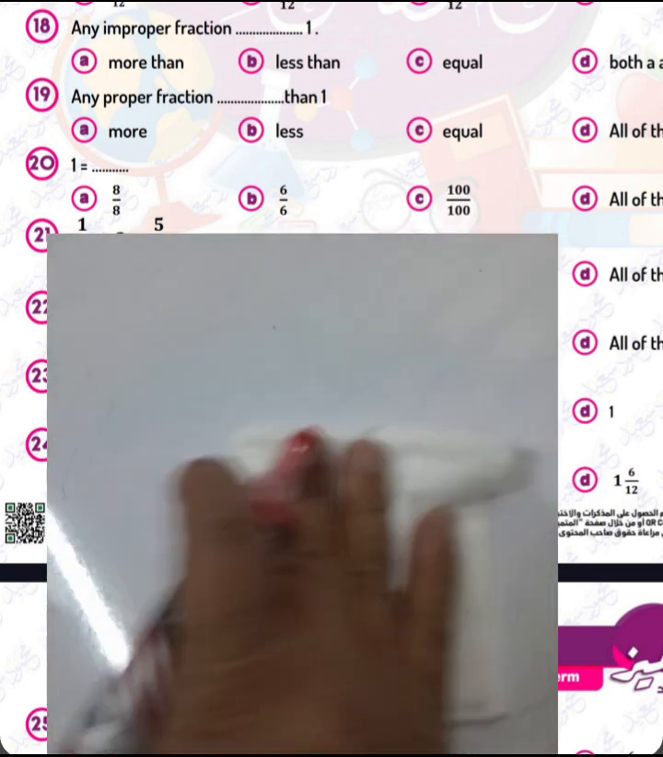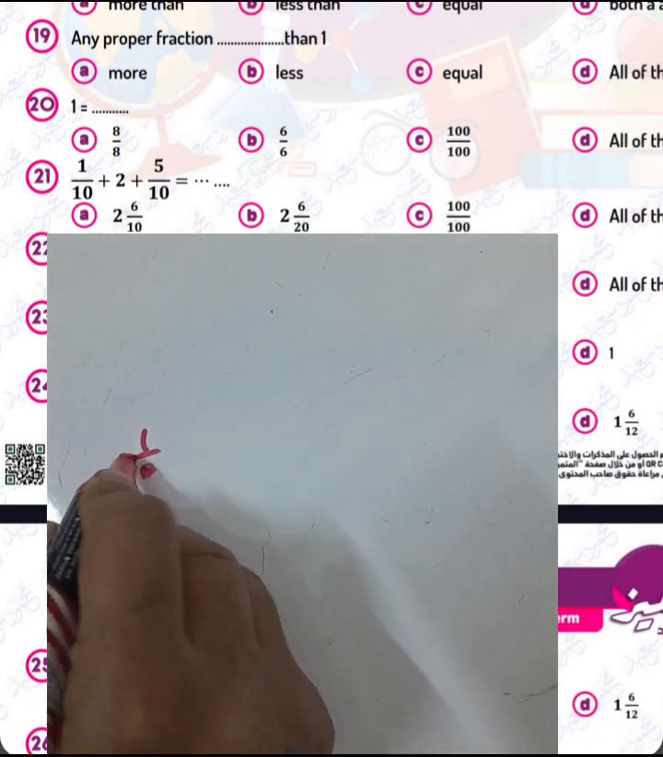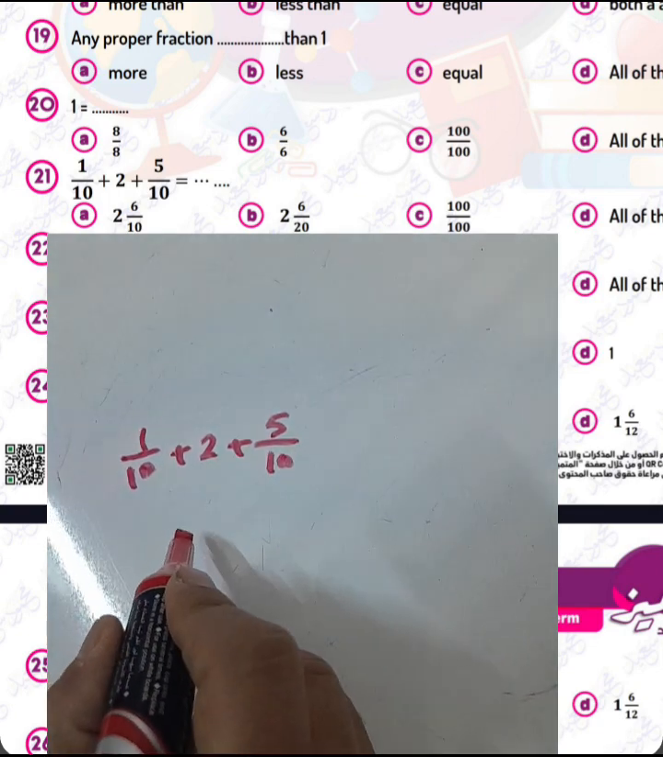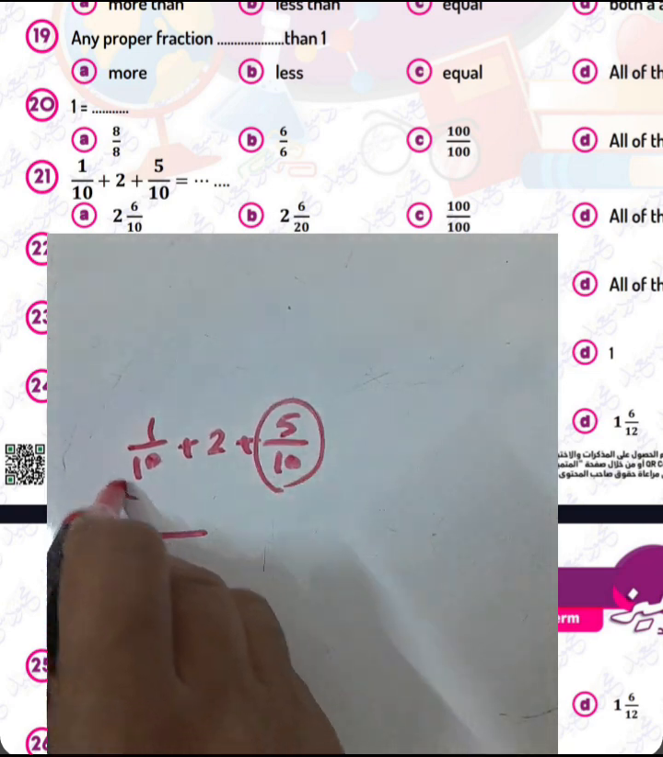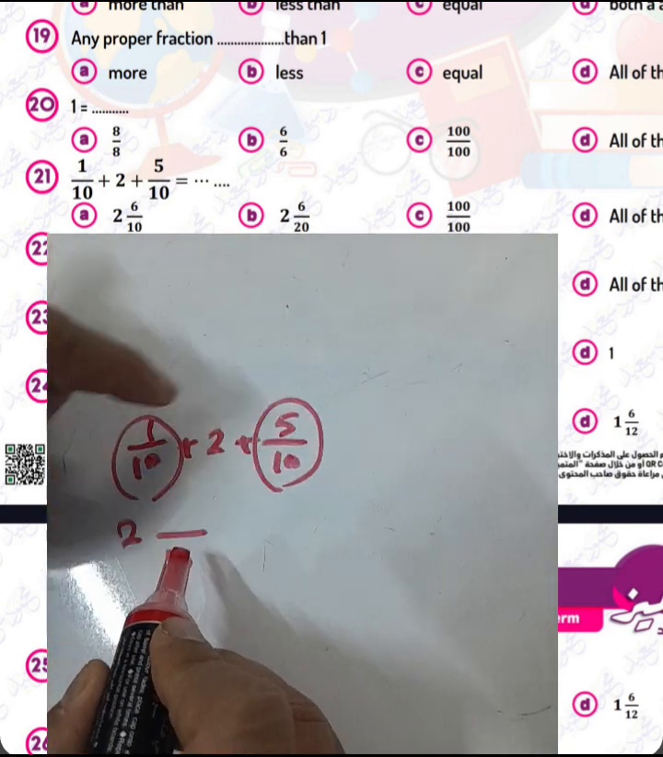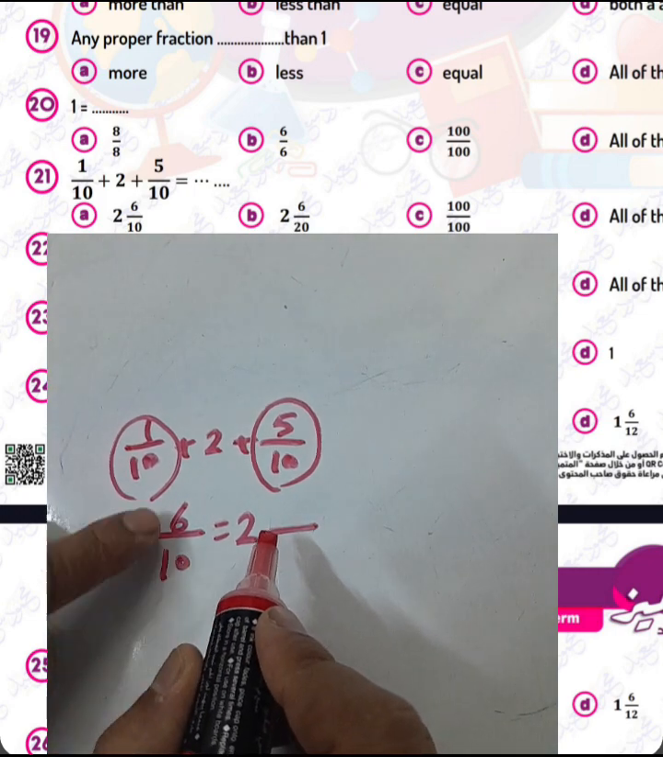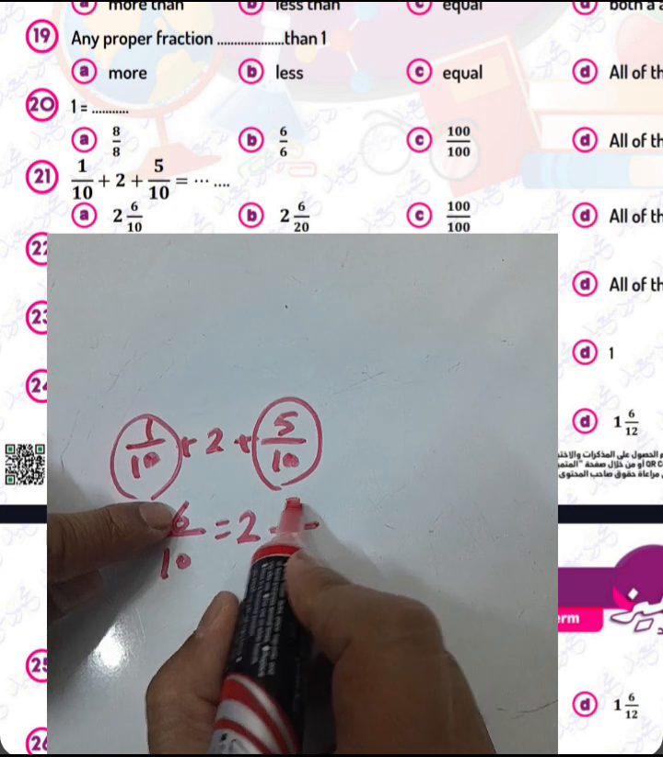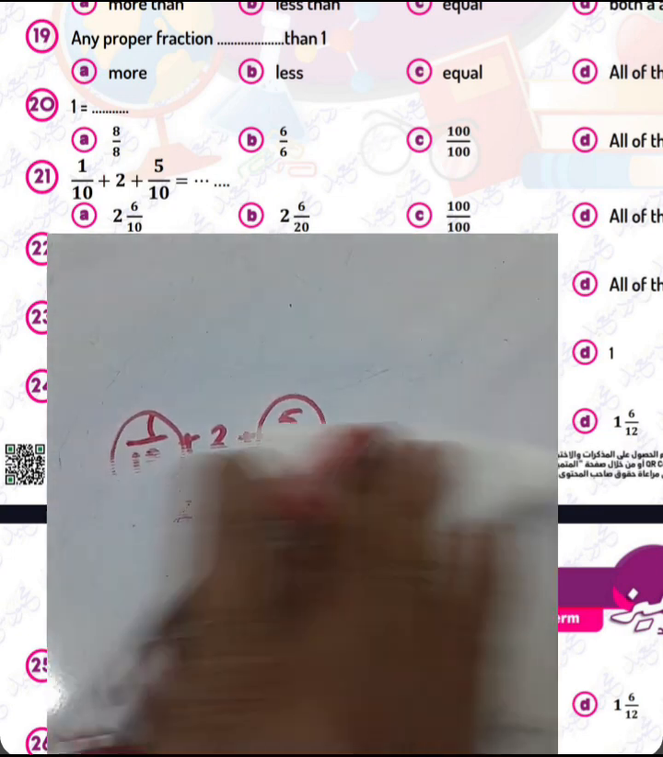Okay. Next example 21. 1 over 10 plus 2 plus 5 over 10. We can write 2 outside, and we take the like denominator, write 10, and 5 plus 1 equals 6. And then you can write 2 and 6 over 10. You can simplify this fraction by dividing numerator and denominator by 2. 6 divided by 2 equals 3. 10 divided by 2 equals 5. Then the result will be 2 and 3 over 5.